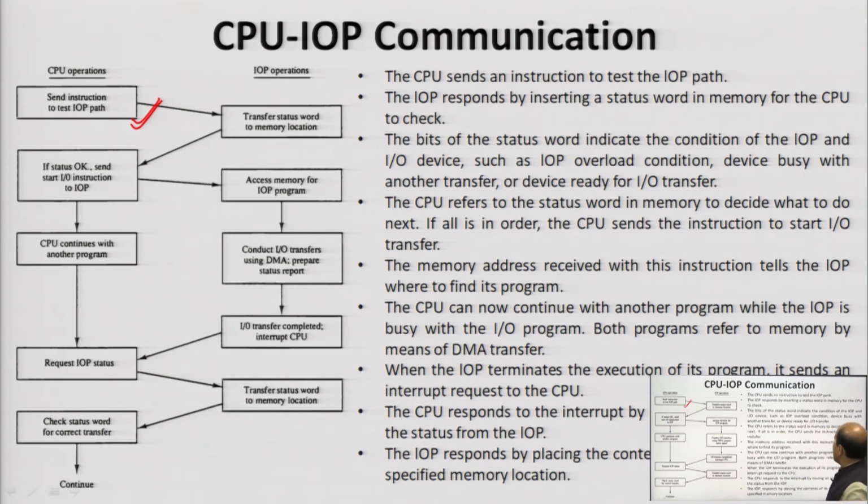Next, the CPU can now continue with another program while the IOP is busy with the IO program, and both programs refer to memory by means of DMA transfer. Next, when the IOP terminates the execution of this program, it sends an interrupt request to the CPU, and the CPU responds to the interrupt by issuing an instruction to read the status from the IOP. The IOP responds by placing the contents of its status report into a specified memory location. These are important steps you can read out or try to understand through this flow graph.